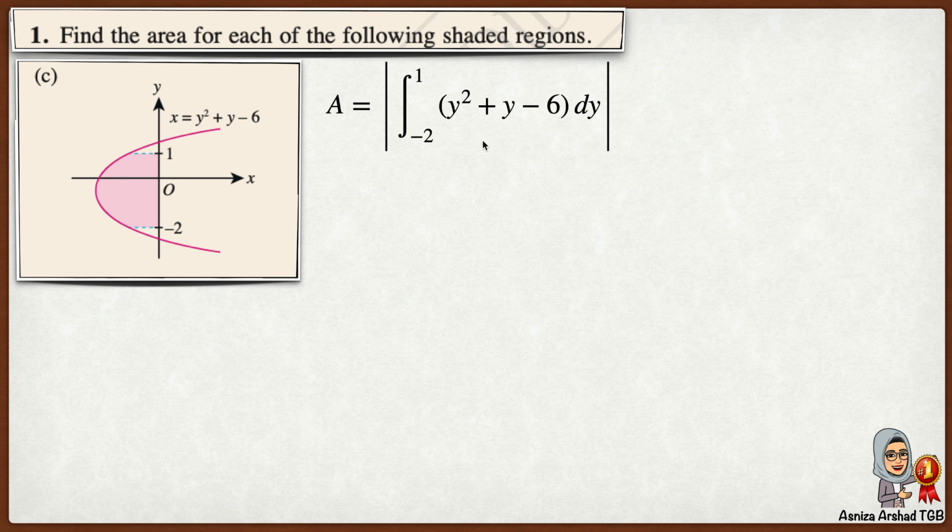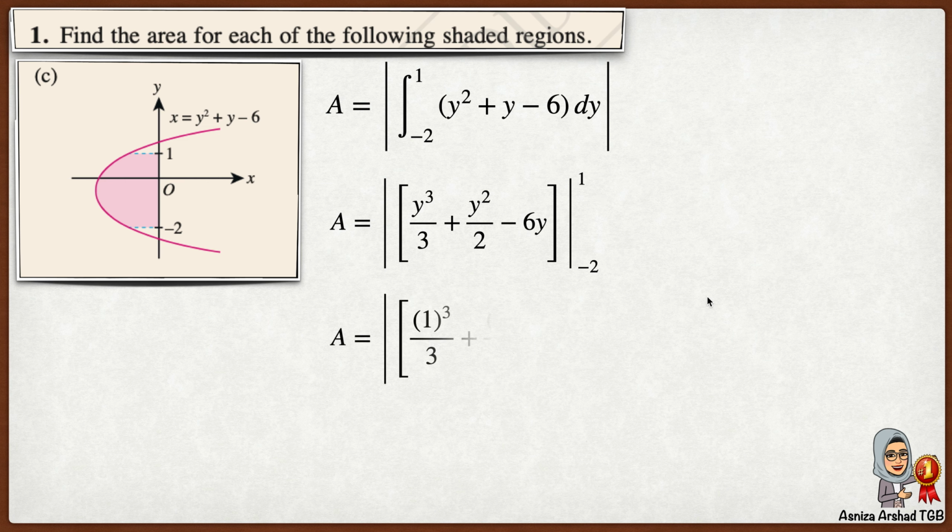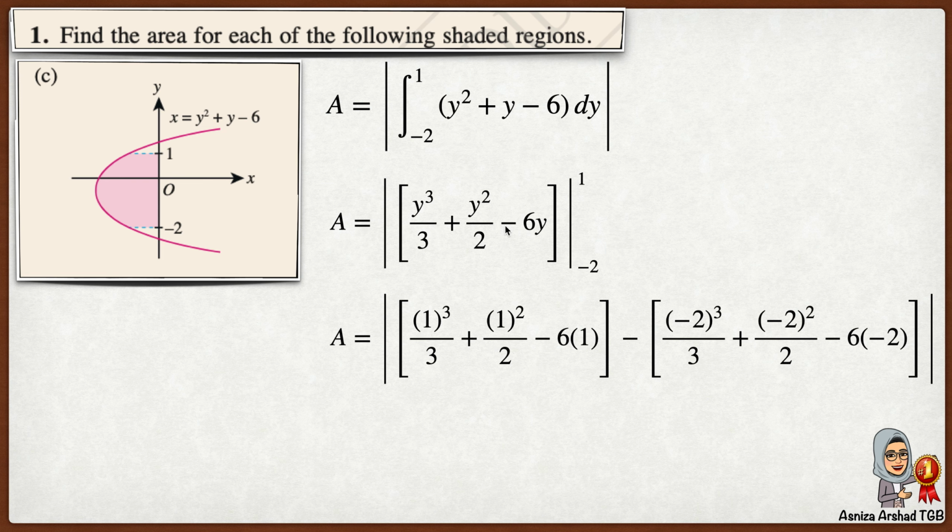Therefore, the area will be the modulus of your integral. Now let's integrate. So we have y cubed over 3 plus y squared over 2 minus 6y with limits -2 and 1. Then we substitute the upper limit 1 minus the substitution of the lower limit -2, and let's calculate the area. So the area is 16.5 units squared.